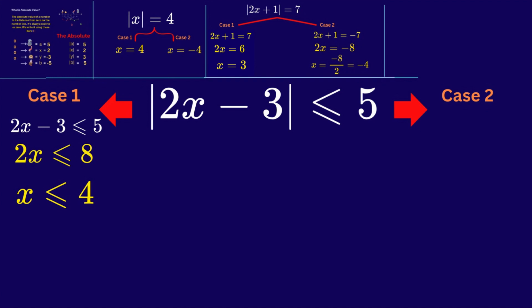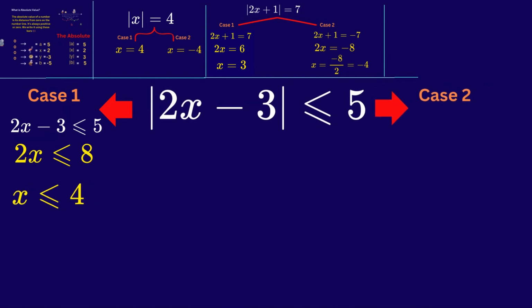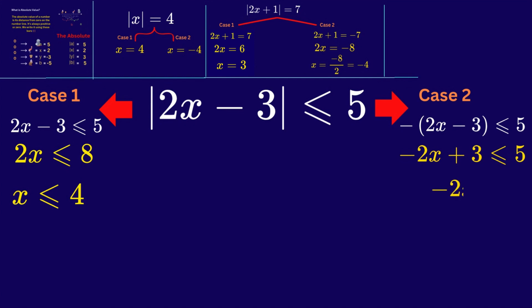Next, case number 2, we will have 2x minus 3, but multiply this by -1, less than or equal to 5. Let's distribute the negative one that we have. So negative 1 times 2x will give us negative 2x plus 3 less than or equal to 5. Now let's solve this. Bring 3 to the other side by subtraction. You will get negative 2x less than or equal to 2. Next, we need to bring the negative 2 to the other side by division.